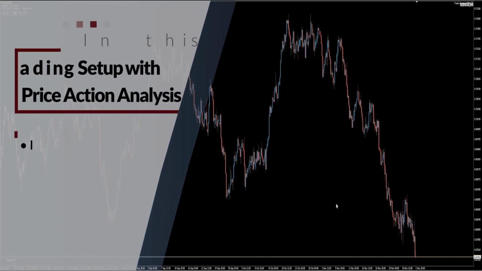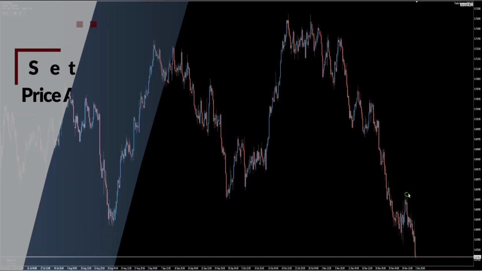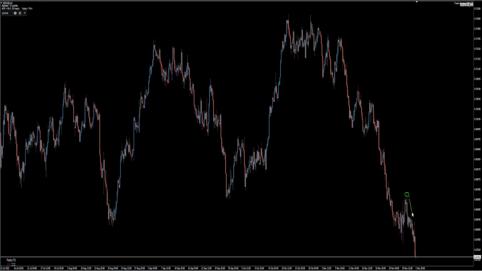In this video, I'm going to walk you through a trading opportunity that happened during this last week on New Zealand dollar. The setup was to catch the reversal from this high, expecting price to go to the downside.